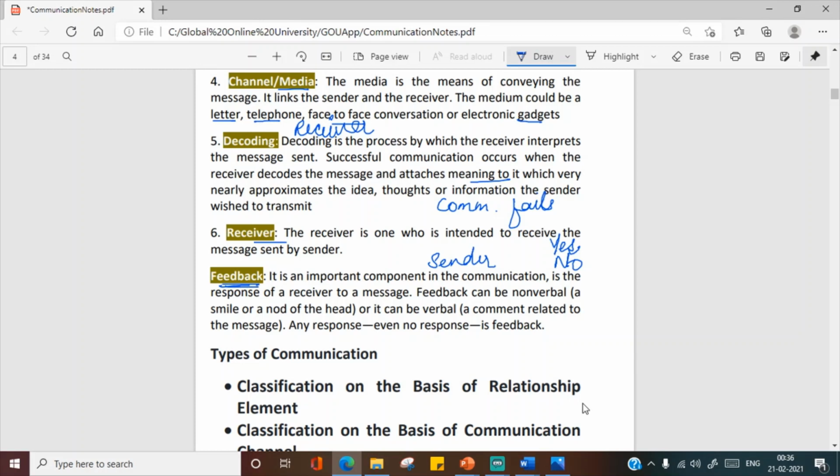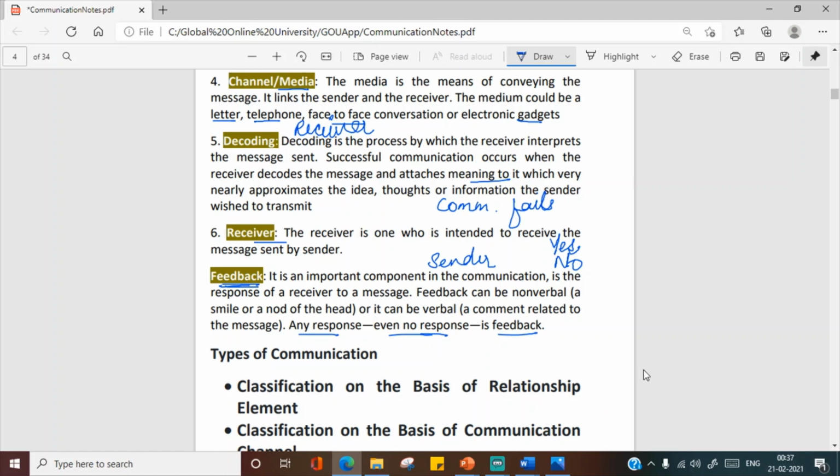Okay, so even no response is feedback. If you are arguing with your friend and at one point the other person is so angry that they just stop speaking, so they have stopped giving a response, even that is also feedback that they don't want to speak anymore. So you see, not speaking also gives us information.